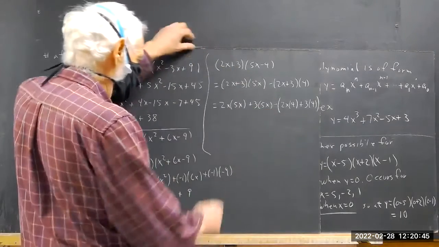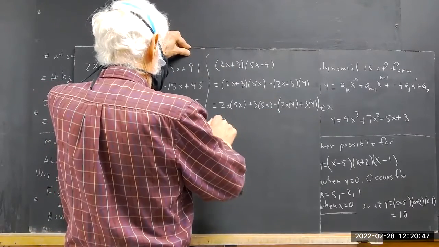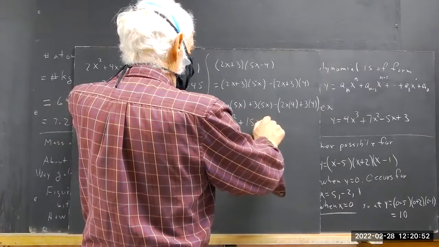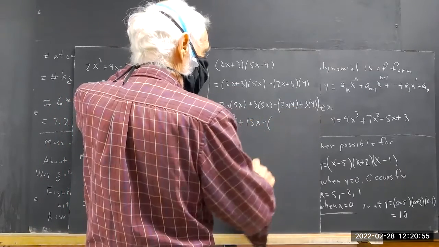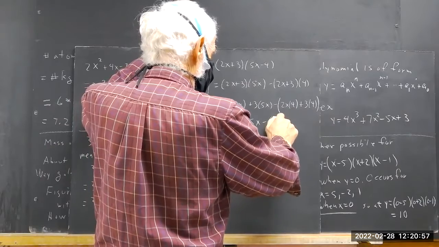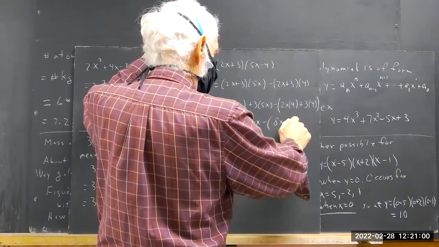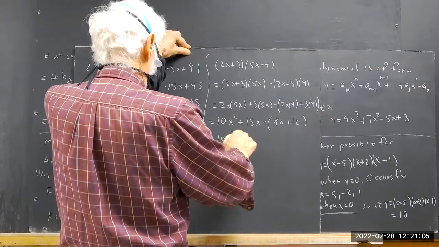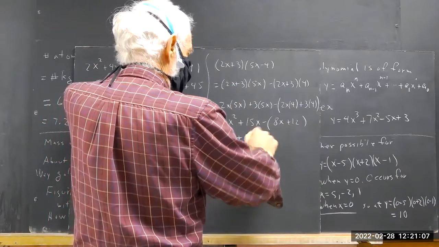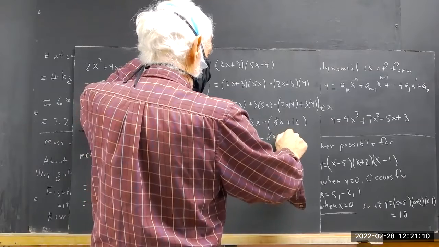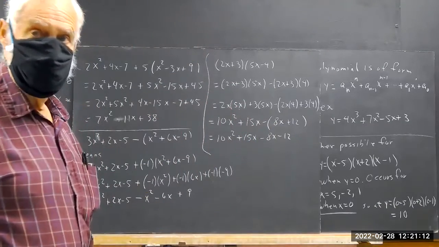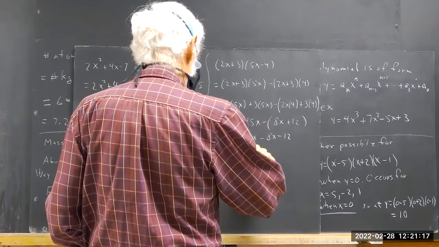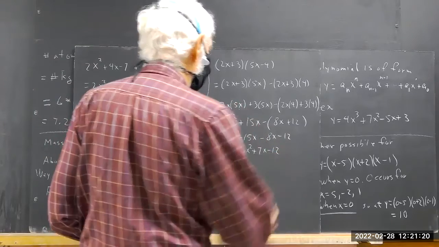Okay, we do this. It gives us 10x squared, since x times x is x squared. 3 times 5x is 15x. And then we do what's inside the parentheses first, which gives us 2x times 4 is 8x, and 3 times 4 is 12. And then we're going to get a minus 8x and a minus 12 when we distribute negative 1. And that finally gives us 10x squared plus 7x minus 12.